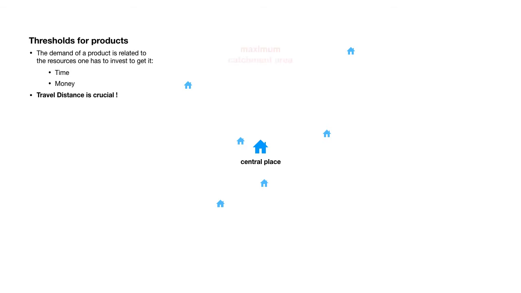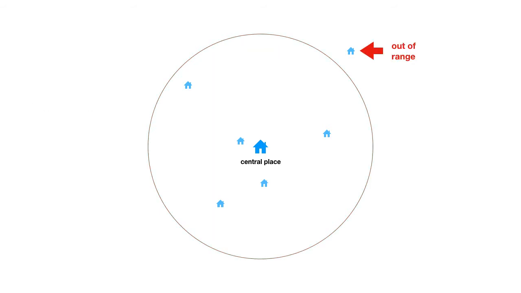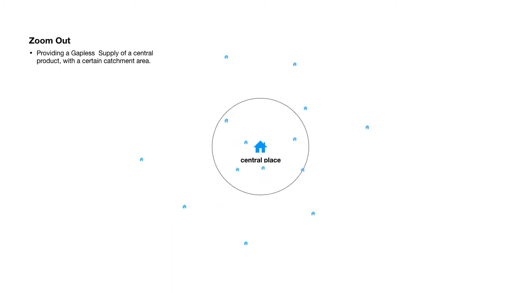This is then the maximum catchment area, which is also defining the degree of centrality for a place. If a customer is too far away from the central place, he is not supplied with the product anymore. This means he must be in the catchment area of another central place producing the good in order to buy it. Having a zoomed out look on the distribution of places in an area, it becomes clear that a bigger amount of central places is necessary to supply all the settlements outside the catchment area of the first central place.